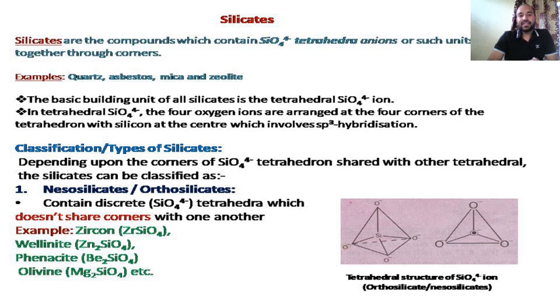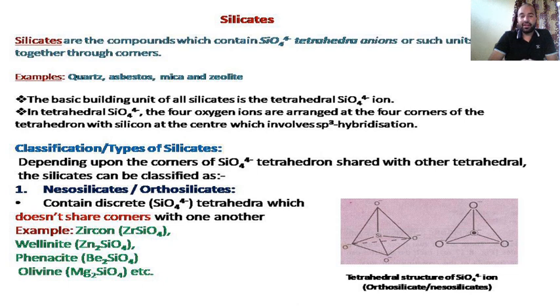In silicates, the basic building unit is the SiO4 4- tetrahedral ion, in which there are 4 oxygen atoms arranged at the 4 corners of the tetrahedron, with silicon at the center of the tetrahedron, and the silicon atom involves sp3 hybridization.